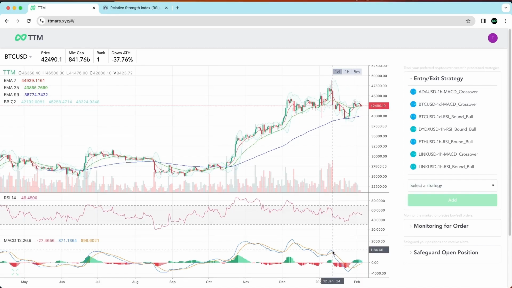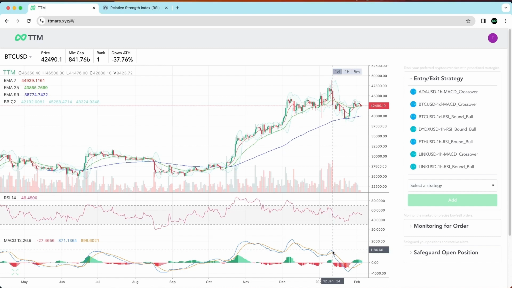The other one is MACD divergence. The MACD divergence happens when the price moves opposite to MACD, which indicates a potential change in momentum. This strategy can be more accurate than MACD crossover because it uses more information in the context. The MACD divergence can be bullish divergence or bearish divergence. Let's look at an example for each of them.